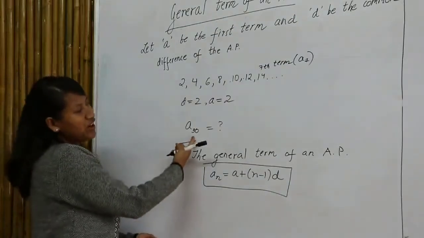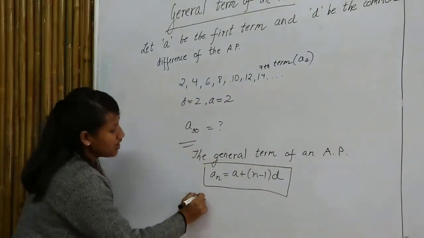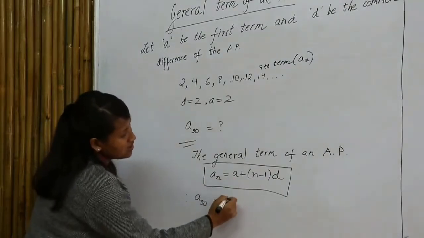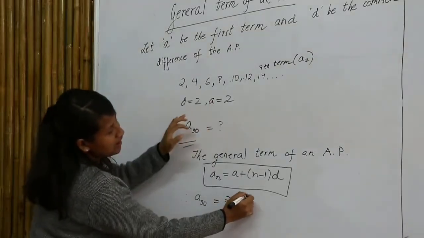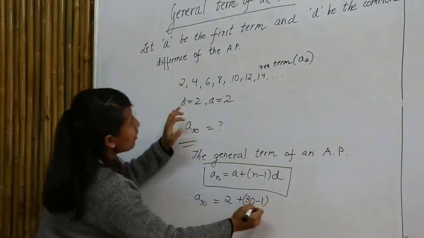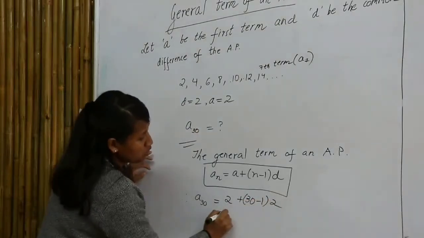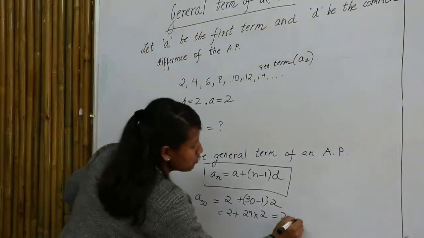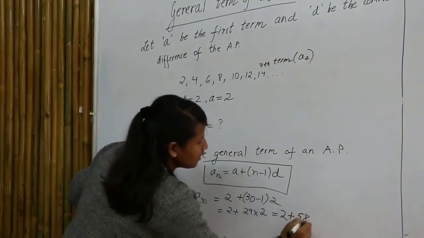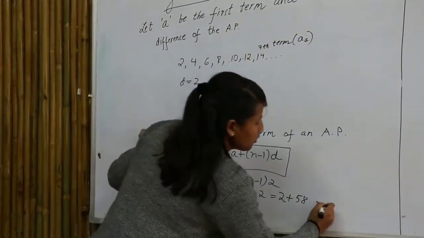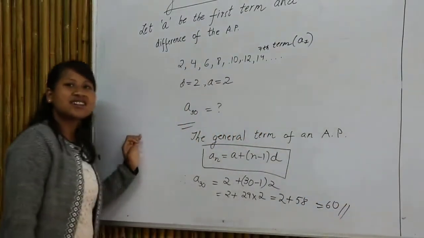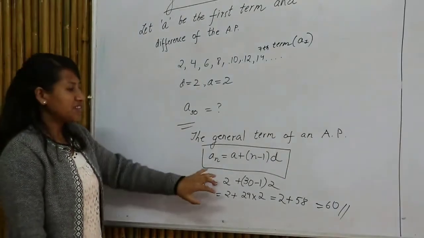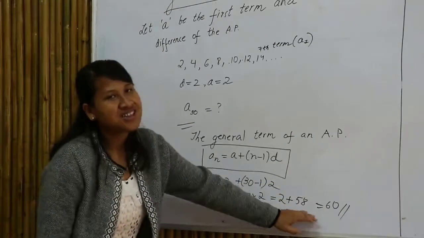So I want to find the 30th term. Therefore A30 means N is 30. A is 2, N is 30 minus 1, and D is 2. So 2 plus 29 into 2, so it is 2 plus 58, which will be 60. So this is the answer. If they ask you the 30th term, it's magic, you can find it by this formula. So it is 60.